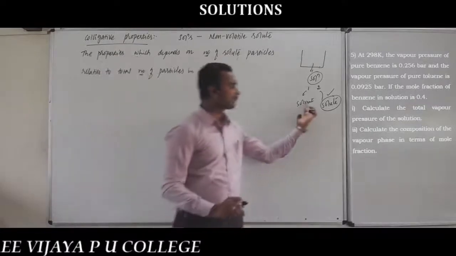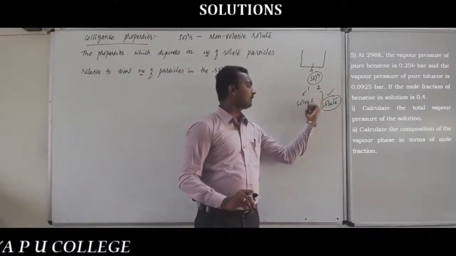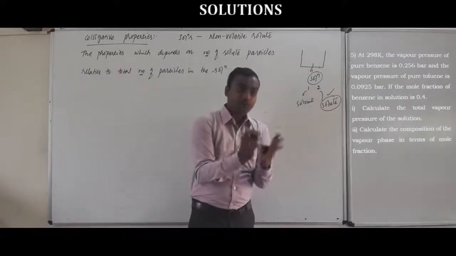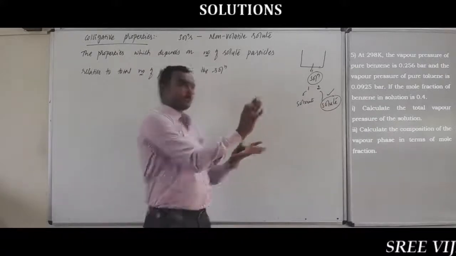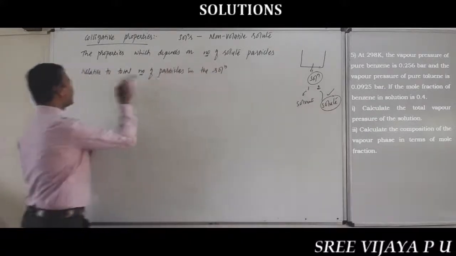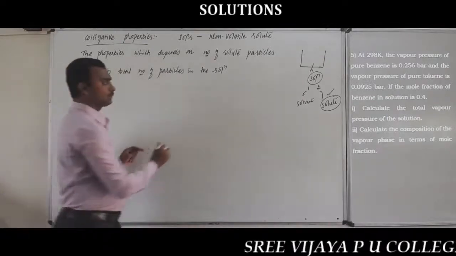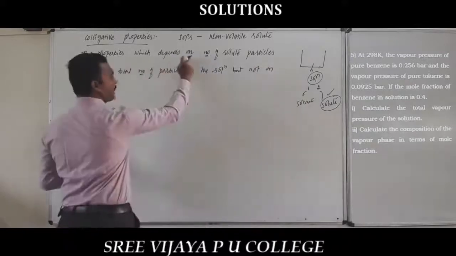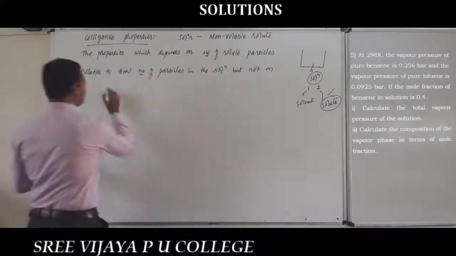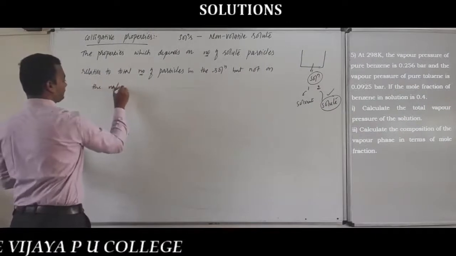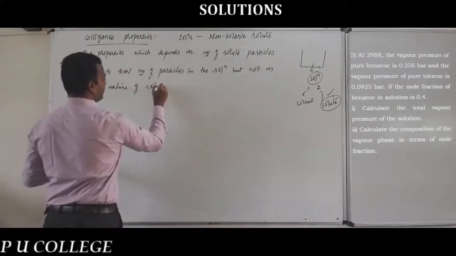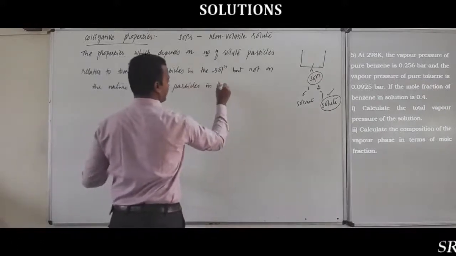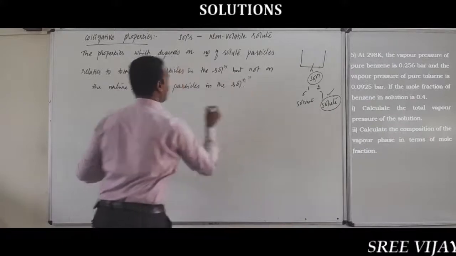And the total number of particles includes the solvent. Total number of particles means the particles of component solvent and particles of component solute. So everything is included, and in that total number of particles, how many solute particles there are. That is the meaning. It depends on the number of solute particles, but not on the nature of solute particles in the solution. So this is very important for 1 mark.